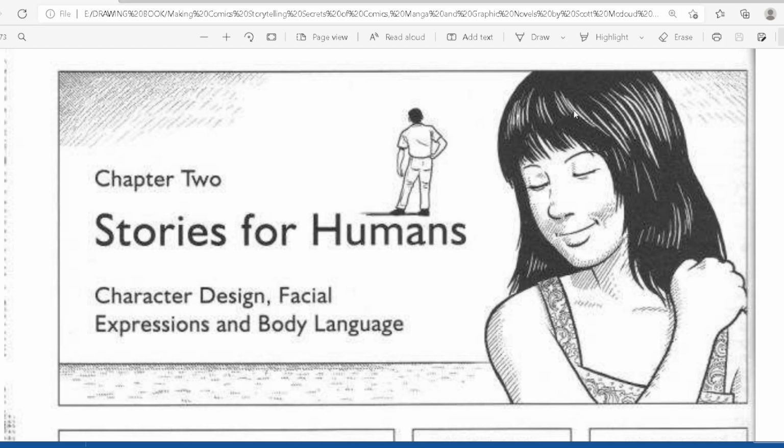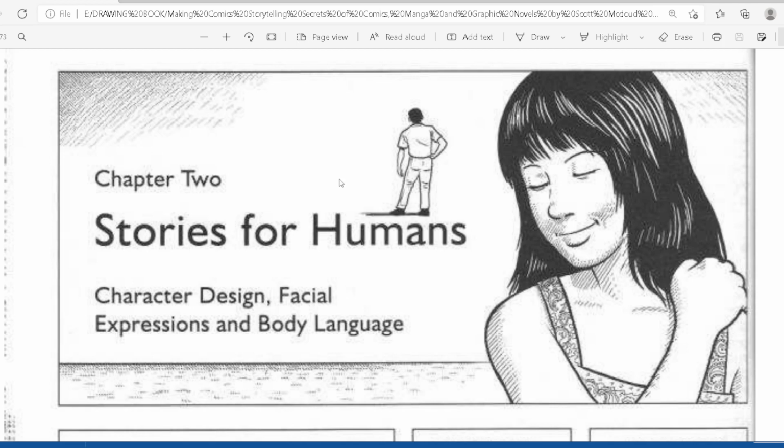Hello, Namaste. So, we have covered the first chapter, writing with pictures. We have already covered this chapter, and now we are moving further. Now, we will read chapter 2, Stories for Human.